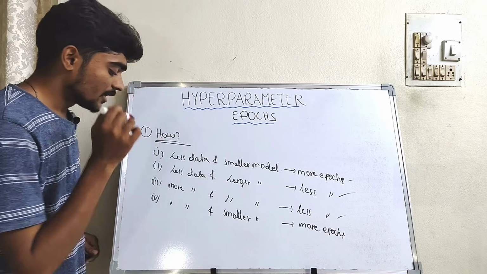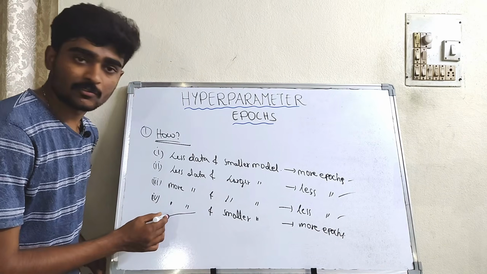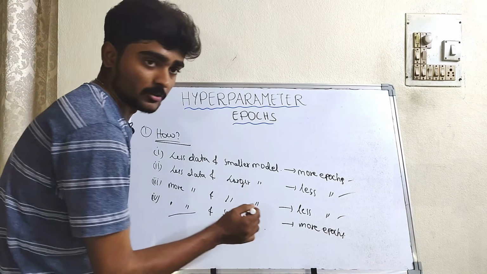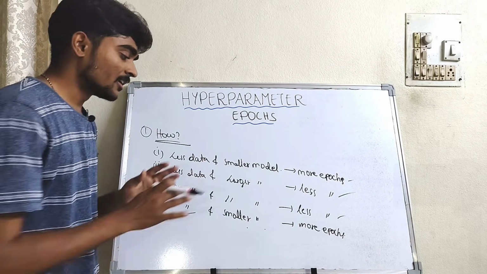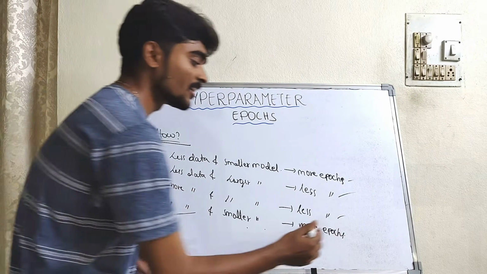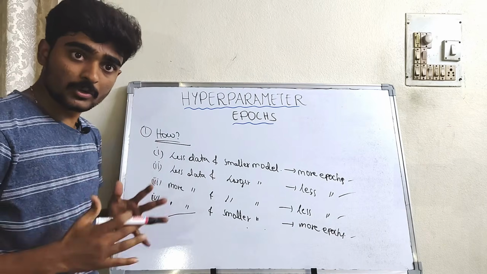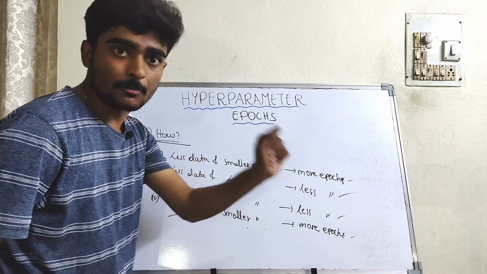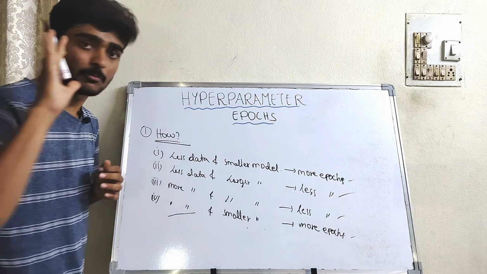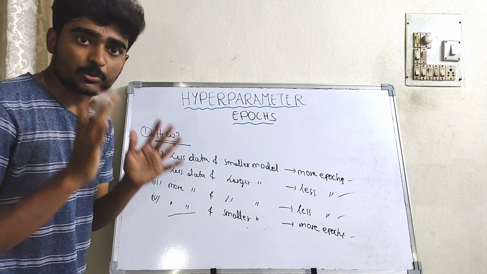Now in my fourth case I have a large amount of data and a smaller model. So in this case I require more training time, and more training time corresponds to more epochs. Basically we face these four cases while building our neural networks.